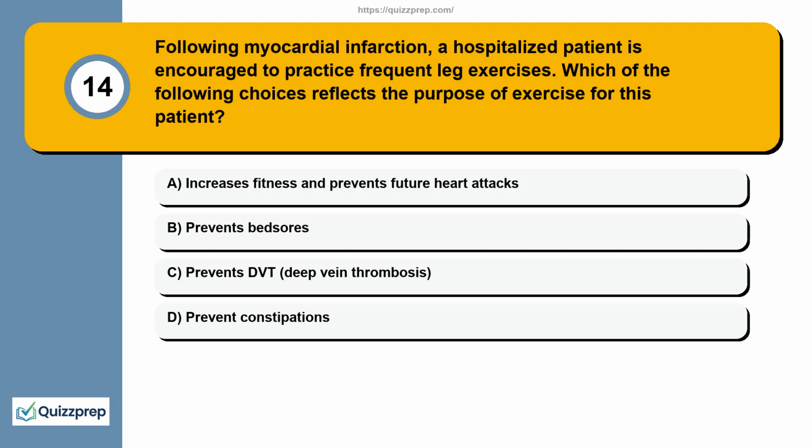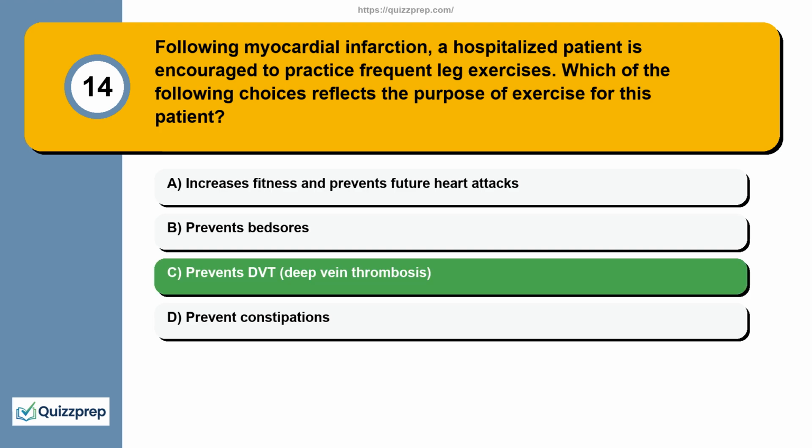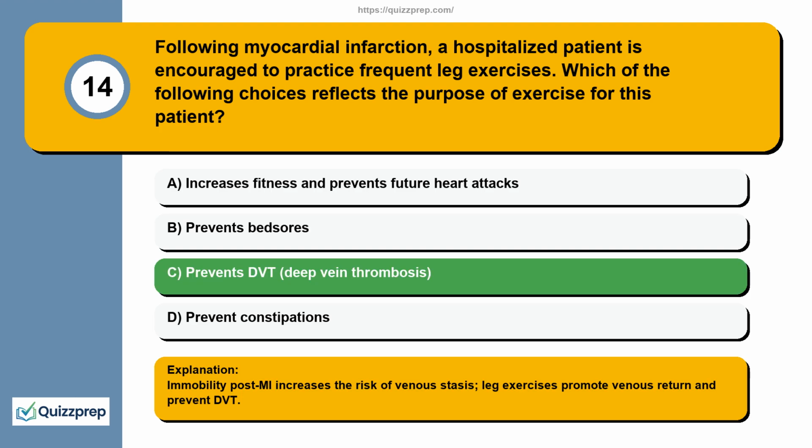Question 14. Following myocardial infarction, a hospitalized patient is encouraged to practice frequent leg exercises. Which of the following choices reflects the purpose of exercise for this patient? Increases fitness and prevents future heart attacks, prevents bed sores, prevents DVT, deep vein thrombosis, prevents constipation. Immobility post-MI increases the risk of venous stasis. Leg exercises promote venous return and prevent DVT.